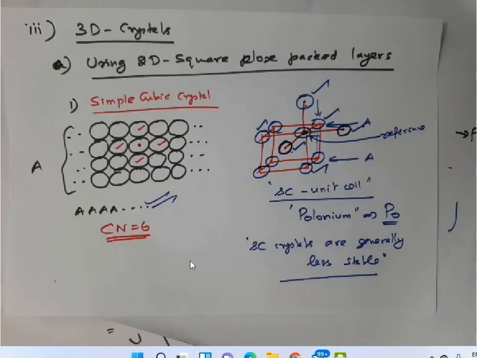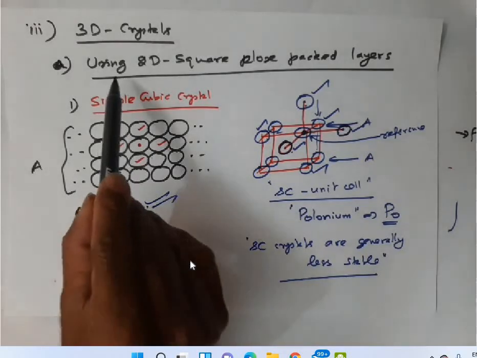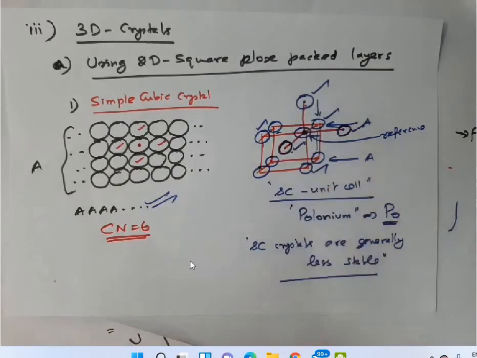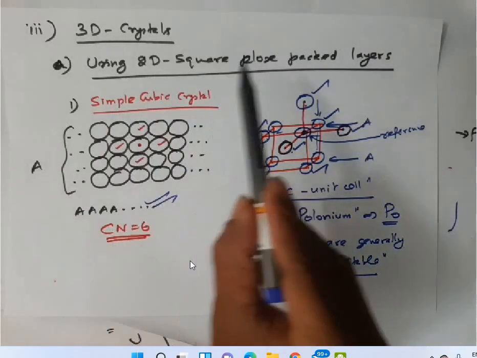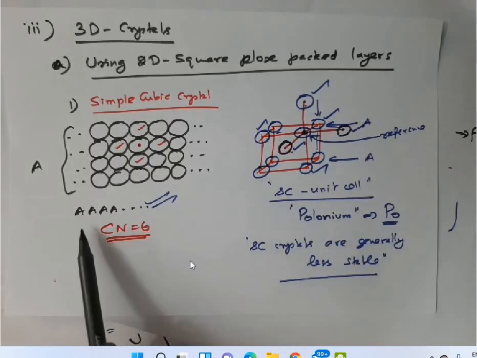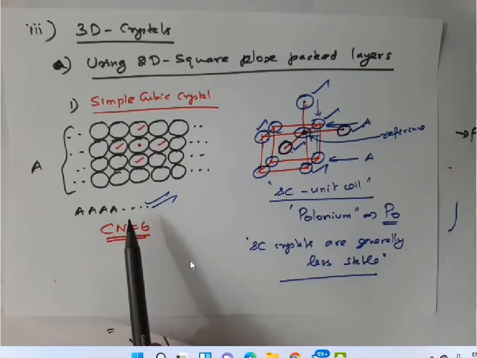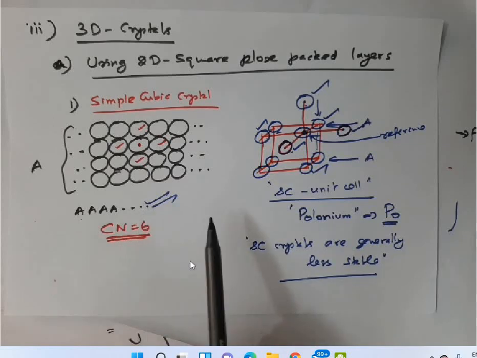So this is regarding simple cubic crystal. I stop here. In the next class, we'll discuss another type of arrangement using the same 2D square close-packed layers. We have placed the layers as AAAA, and if we arrange in AAAA manner, you will get a simple cubic crystal. In the next class, I will discuss that if I place the layers in a different manner, as AB instead of AAA, I will get a different crystal.